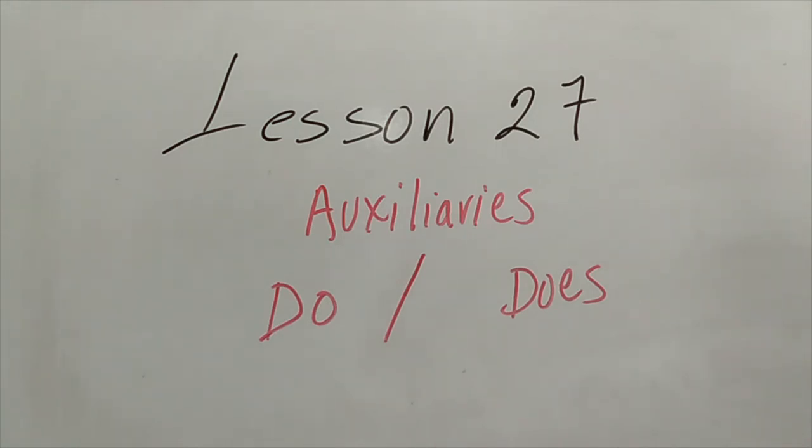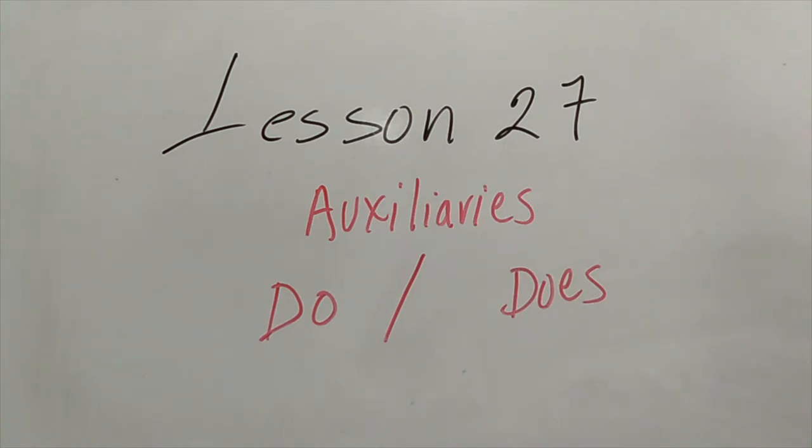This is the channel that's going to help you learn English. In this case, we want to check lesson 27, where we analyze the auxiliaries do and does. But before you see this one, if you haven't checked lesson 24, lesson 25 and lesson 26, it's important that you do it first, and then you analyze this one, okay?